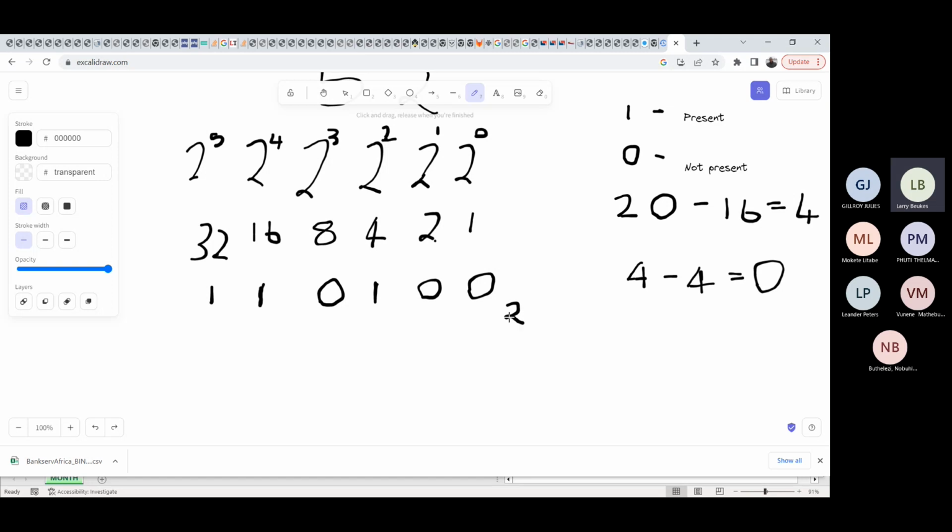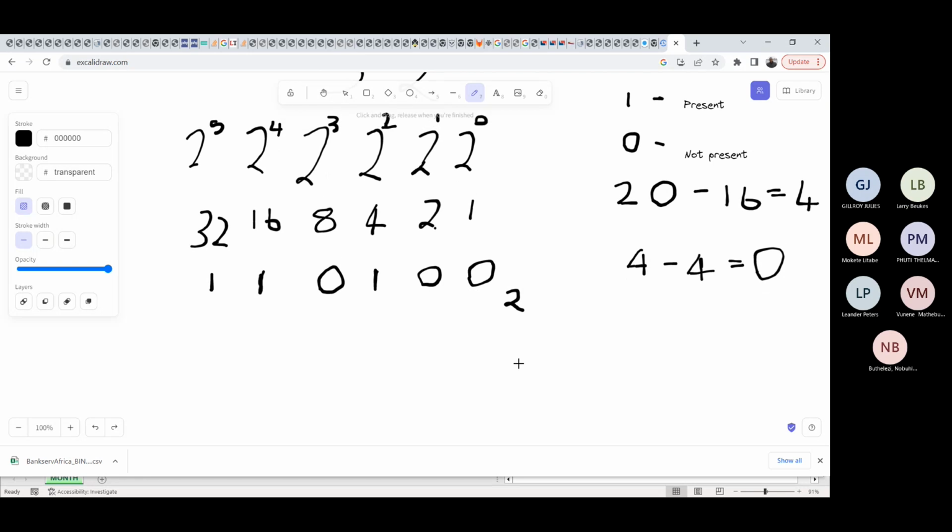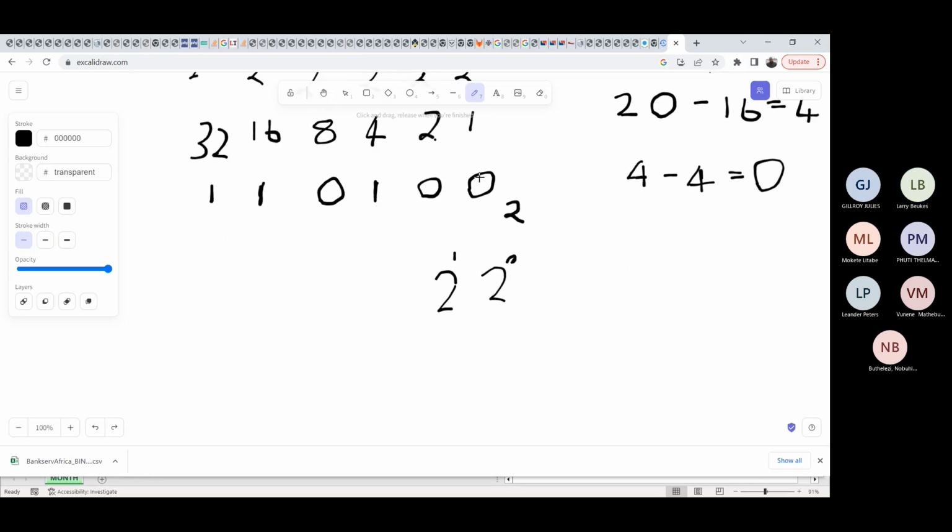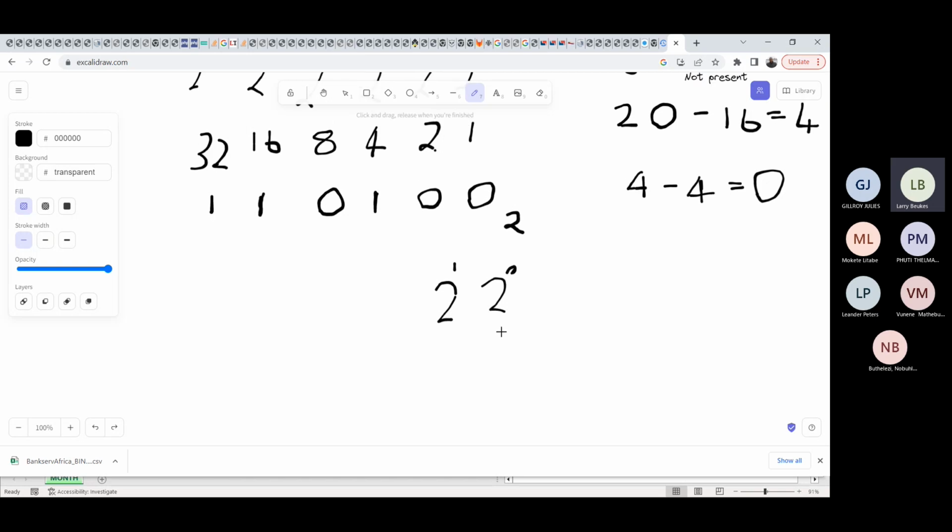So the last one mark comes here. You need to show this was binary, right? So the answer for this is 110100. Okay, let's say they say we must convert this back, right? We already know this is 2 to the power 0, 2 to the power 1. I'm not going to go through everything. We know this is 1, 1, 2, 4, 8, 16, 32, right? We know it's that.